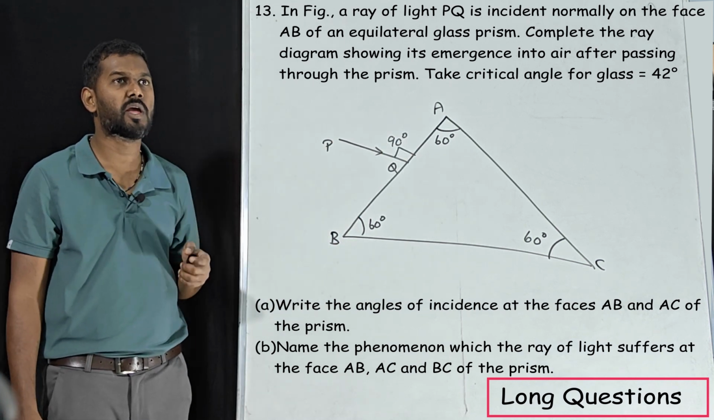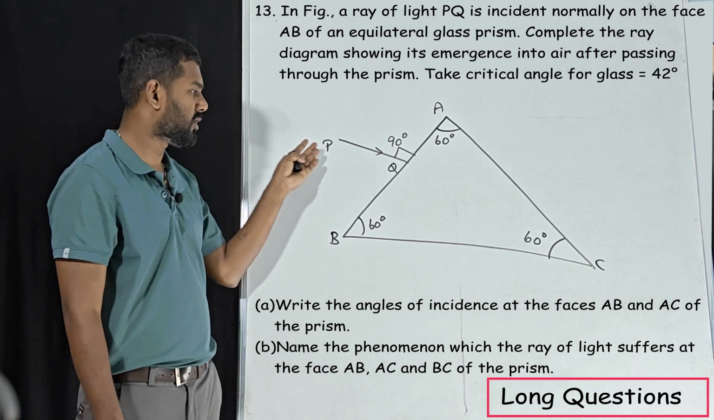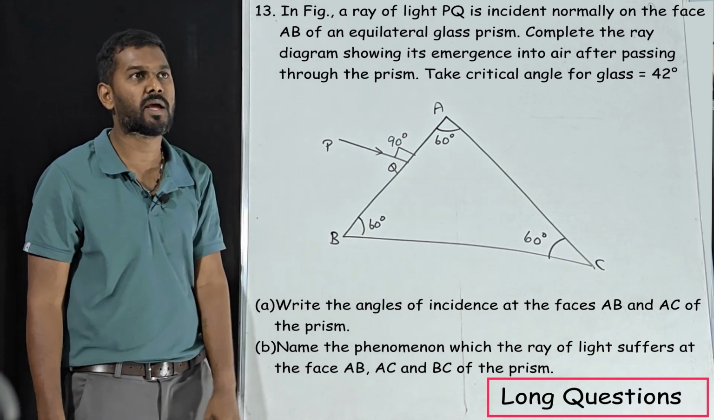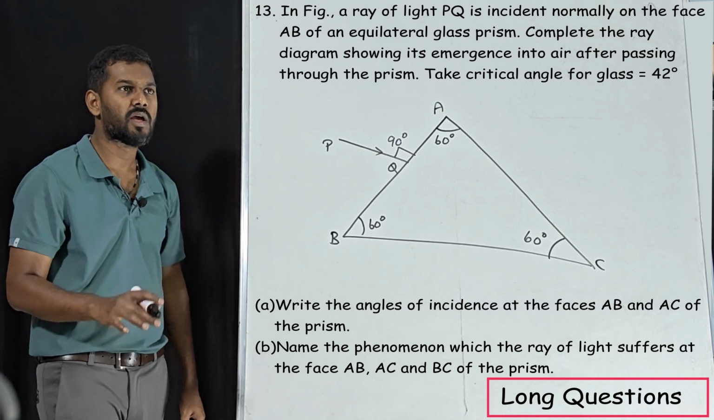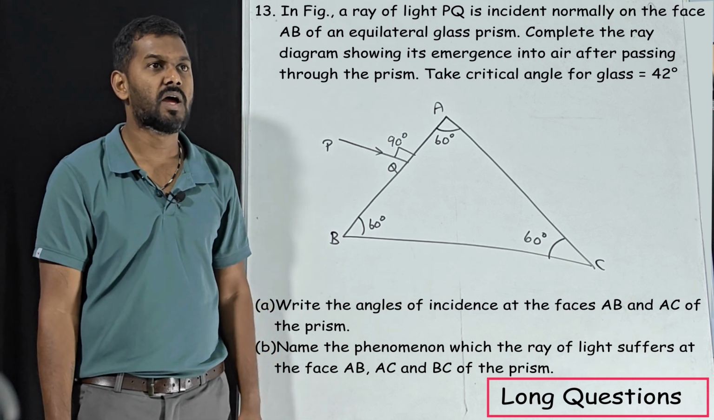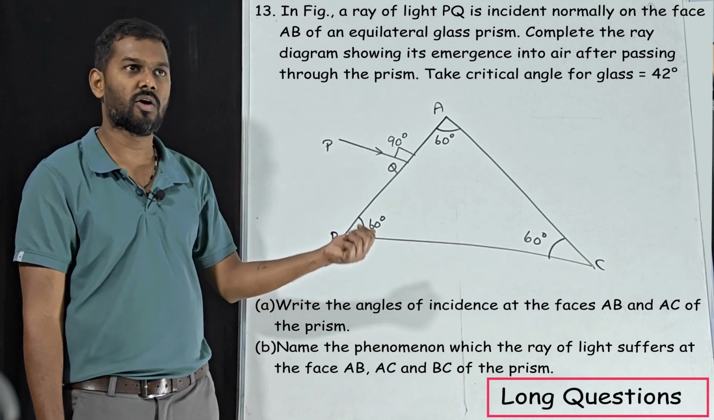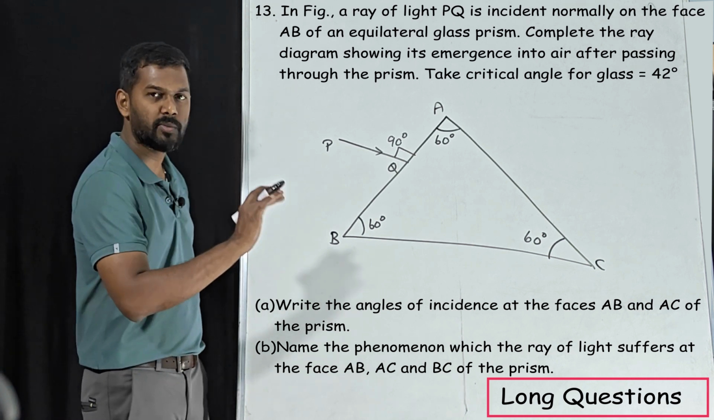Complete the ray diagram showing the emergent ray into the air after passing through the prism. We just are required to complete the diagram. Then take the critical angle of the glass as 42 degrees, that we know already. Next, we have so many questions. Write the angles of incidence at the face AB and AC. We'll do that next day, we have one more question. First we'll solve this one. First we'll complete the diagram.